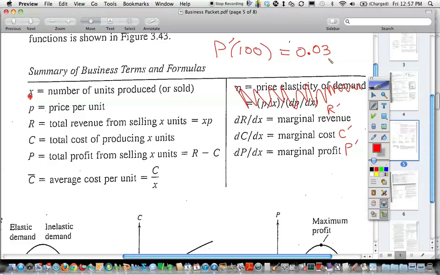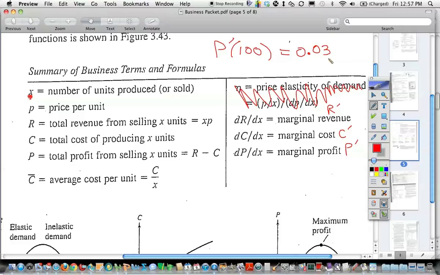Somebody in the other class, his first stab at it, said when you sell 100 textbooks, you're making $0.03 per book. That's not right. Everybody see why that's not right? It's only at the 100th book that your profit is increasing by that amount. That's not what you're making, it's how much your profit is increasing.